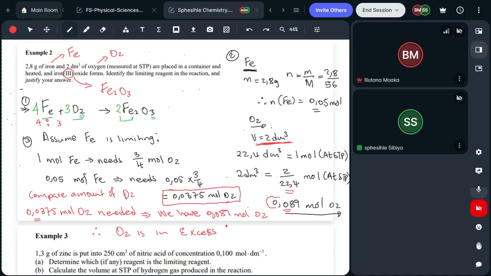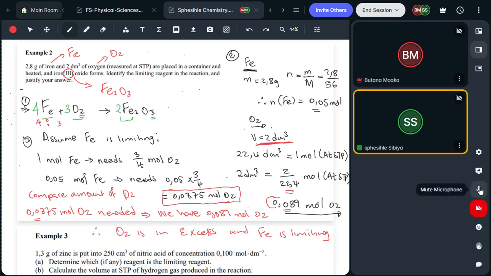Is this making sense? And our Fe is indeed limiting. So even if you start by assuming that Fe is limiting, it makes sense. Just give me a second, okay? Please review these steps. Tell me if you have any questions.